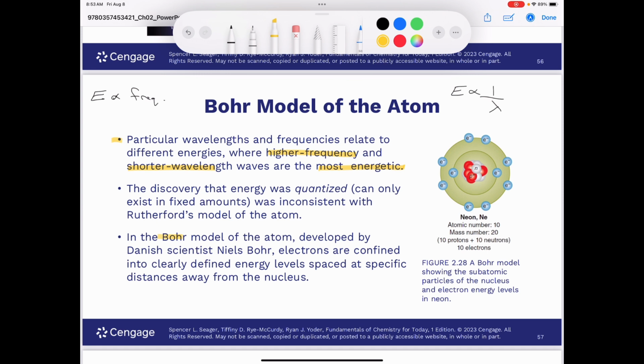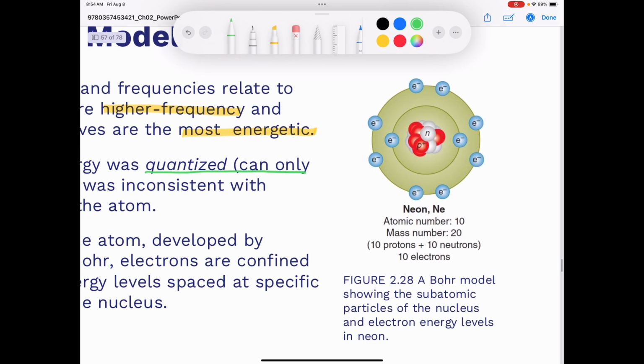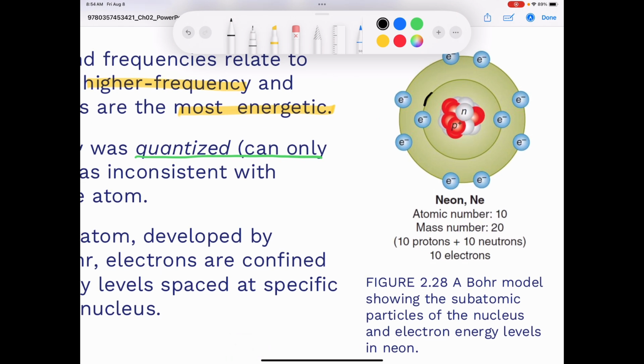So let's go over the word quantized first, okay? Because quantized says can only exist in fixed amounts. So what that means is if we have an atom, and what they're showing here is a neon atom, you see there's electrons outside of the nucleus, right? Here's our nucleus, and then we have all these electrons outside. But you see how they only exist in these particular circles? I'm going to call these orbits. There's no such thing as an orbit. We know that now, but this is, again, Niels Bohr's model. You see this circle here? That would be considered an orbit.